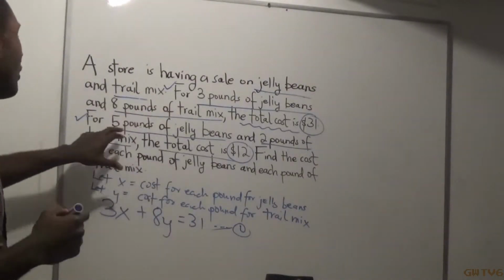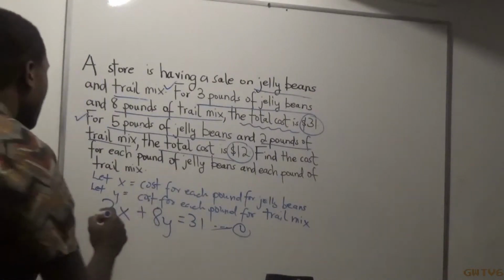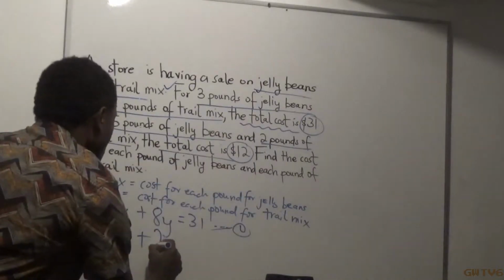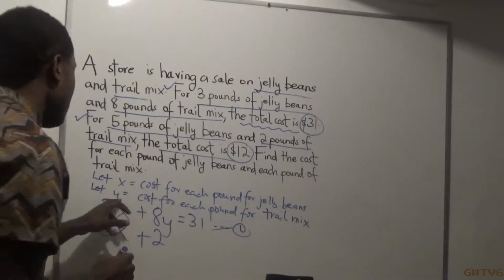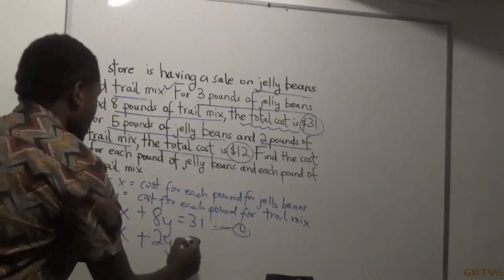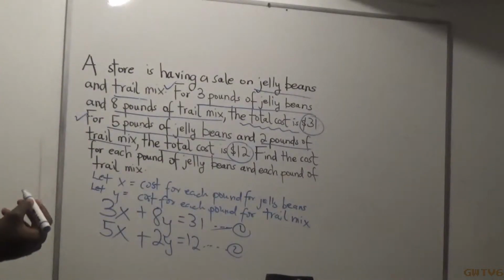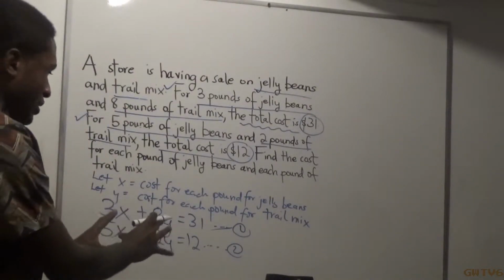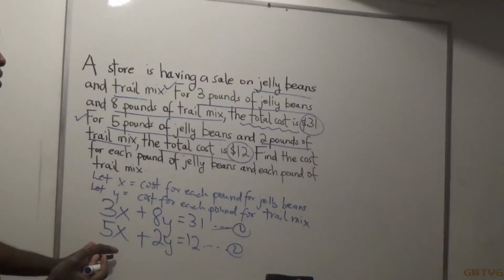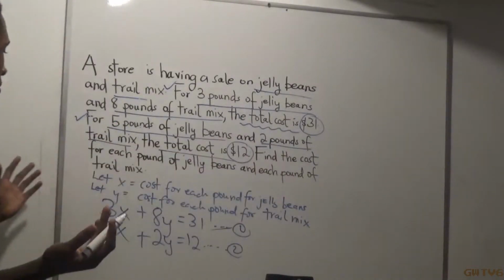For the second part, now they say 5 pounds. So 5, and the cost for each is x, so 5x. If I add it to 2, the cost for each for that trail mix is y, I should get $12. And that would just be my equation number 2. And now that I have my two equations like that, I'm just solving for x and y, and that would just be the answer for what I'm being asked to solve for right here.